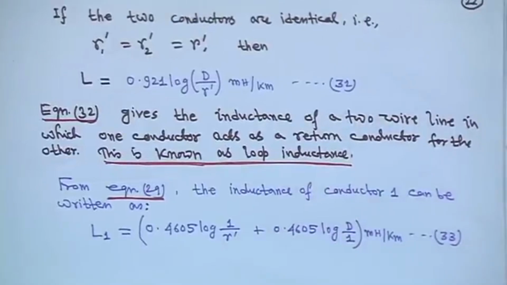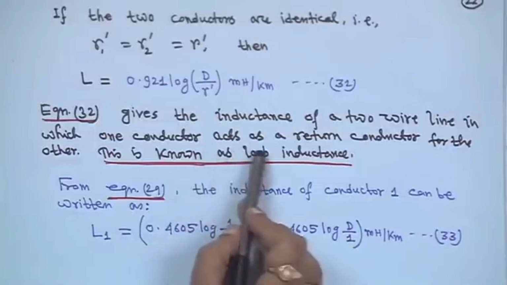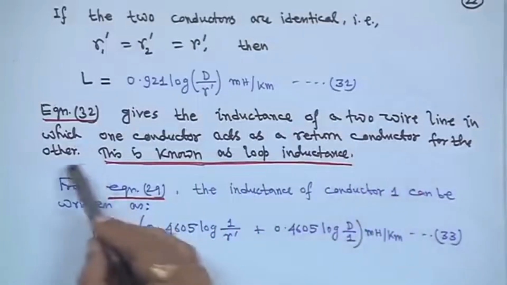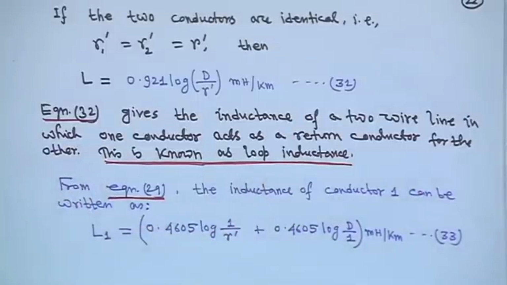So, now equation 32 gives the inductance of a two wire line in which one conductor acts as a return conductor for the other. This is known as loop inductance, because you are considering the complete circuit, one incoming, another outgoing. So, totally this is called loop inductance.